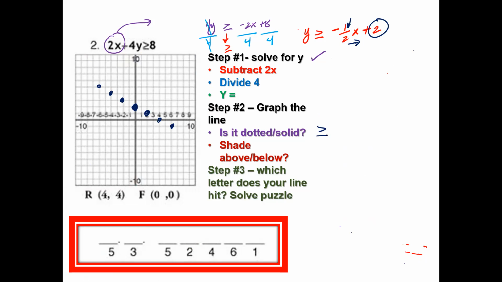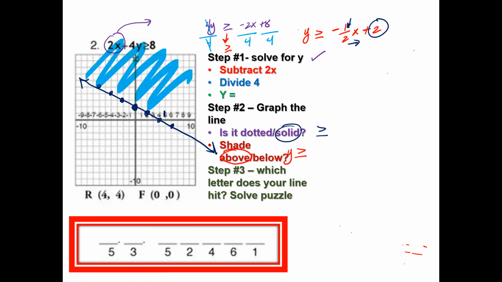And given the fact that it is an equal sign, it is going to be a solid line. So let's just draw a solid line right here. And also, since it is y greater than, you're going to shade above. So this part right here. And then ask yourself, which letter does it hit in the process of doing this?